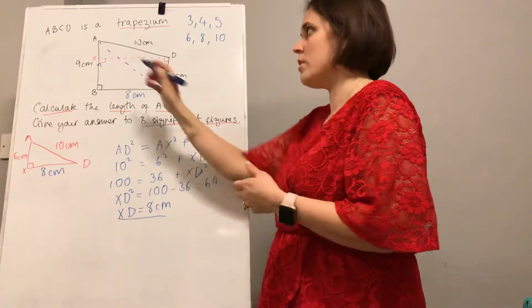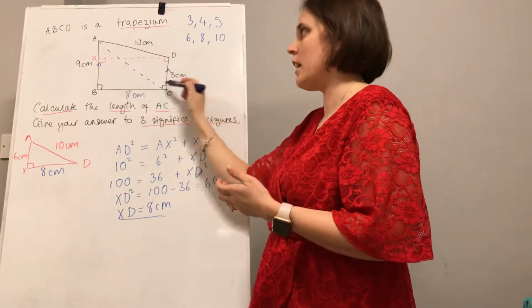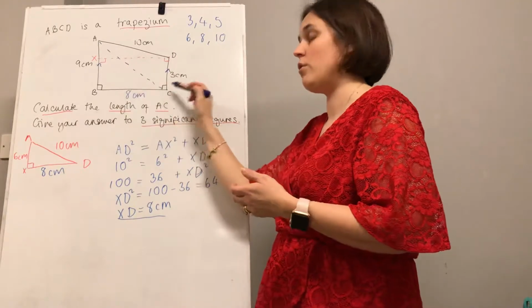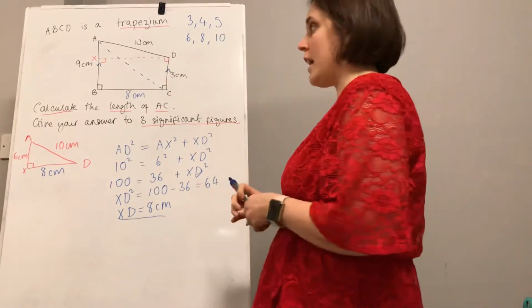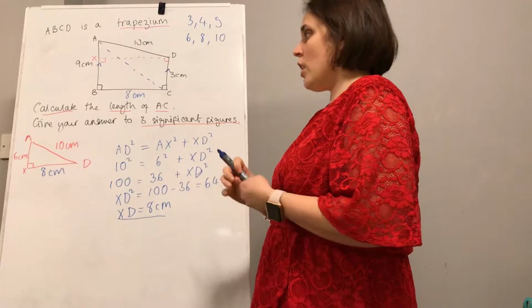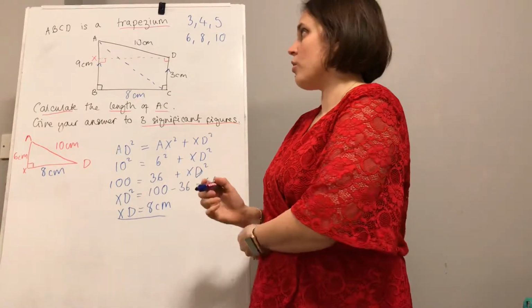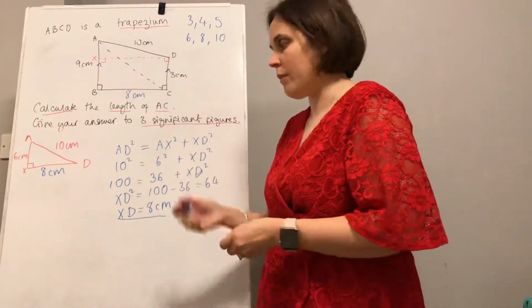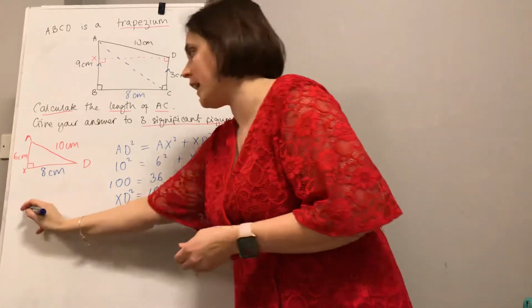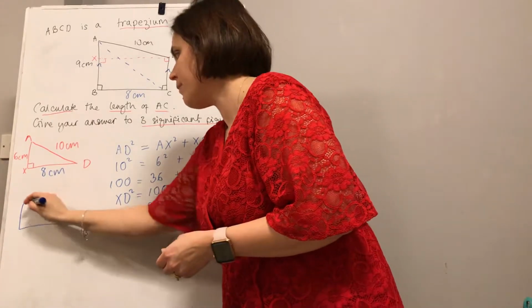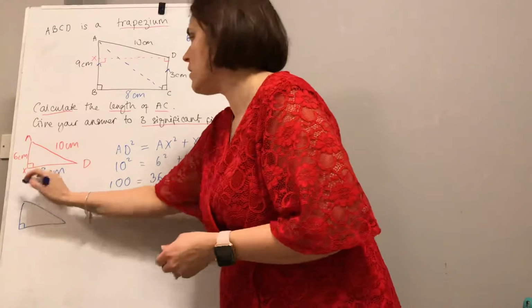So now we know that XD is 8 centimetres, it means that BC is also 8 centimetres, because, as I stated earlier, this is now a rectangle, and using the conditions for a rectangle, those two lengths are the same. Okay, so now we can look at the triangle, and again I would recommend drawing it out.